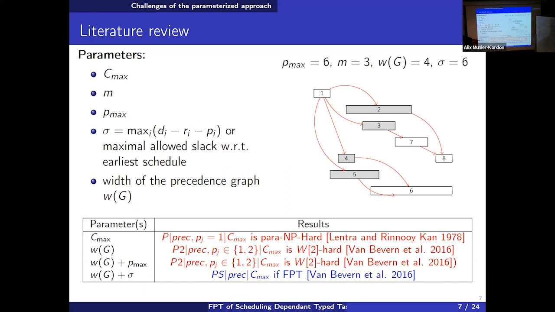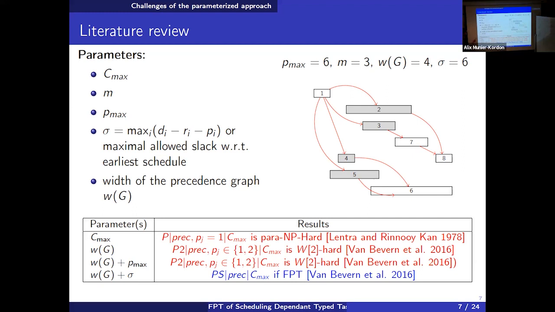It's para-NP hard for this parameter. For another one, you can try to find another parameter. It means that the parameter is not good. Yes, but it is interesting, it's an information. It's not an information about the problem, it is about the problem with the parameter.